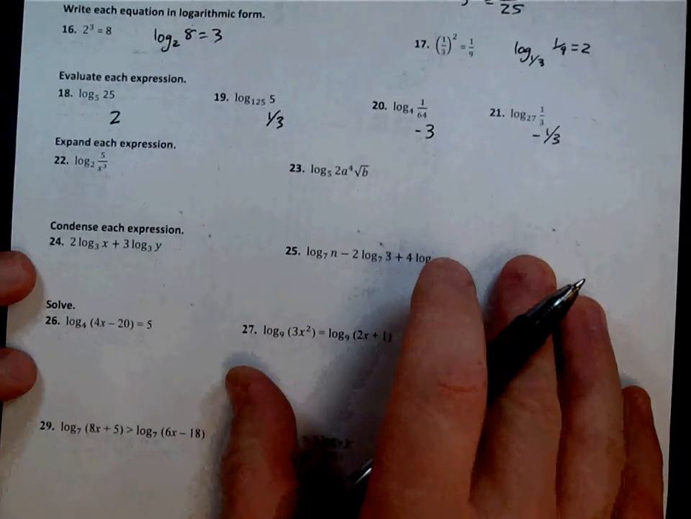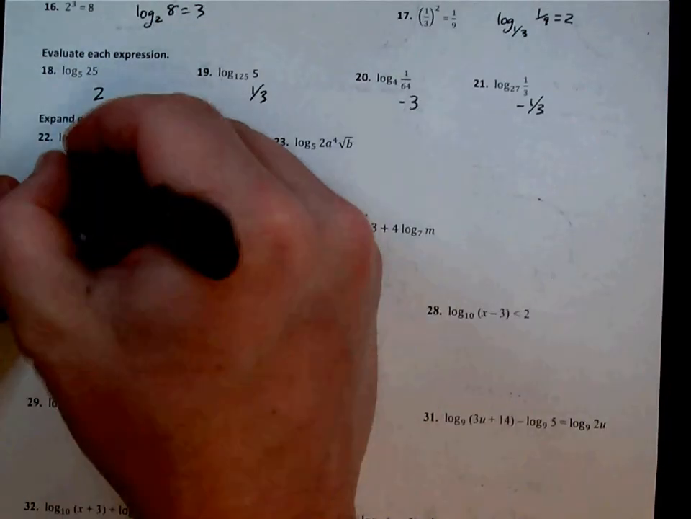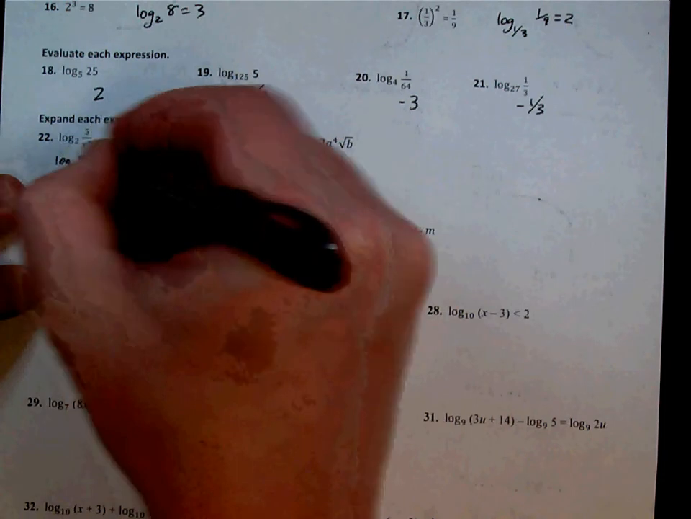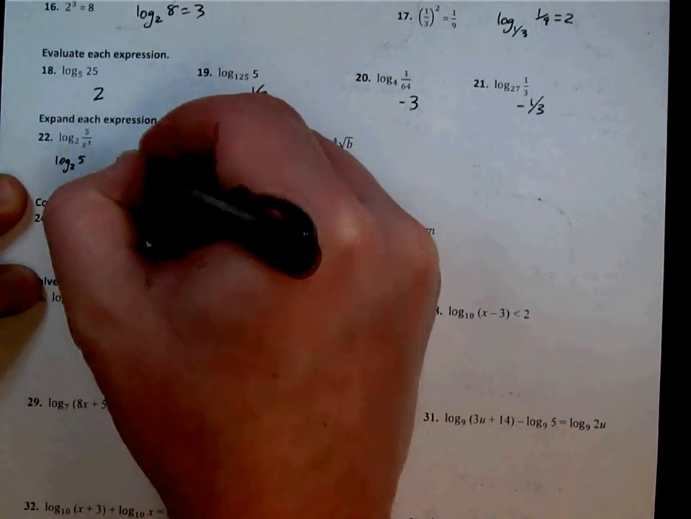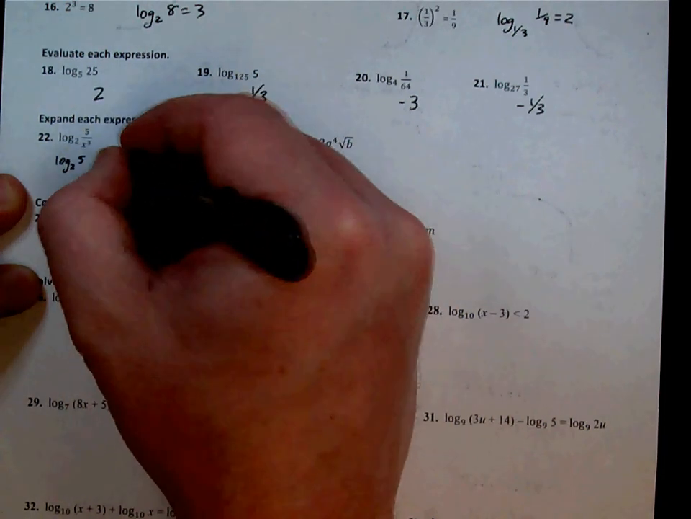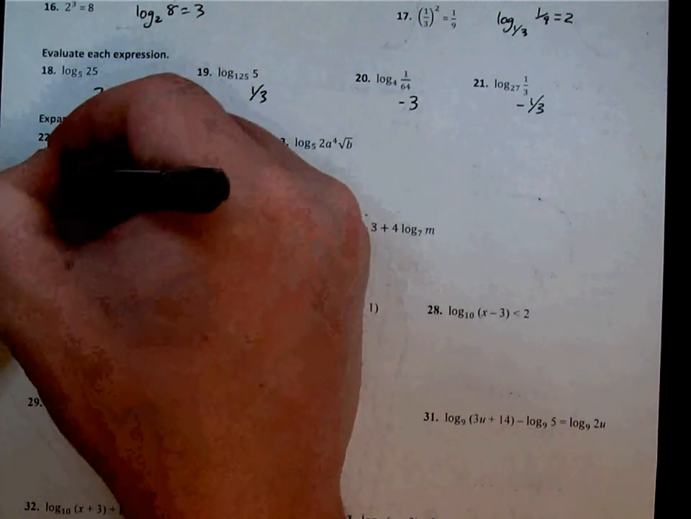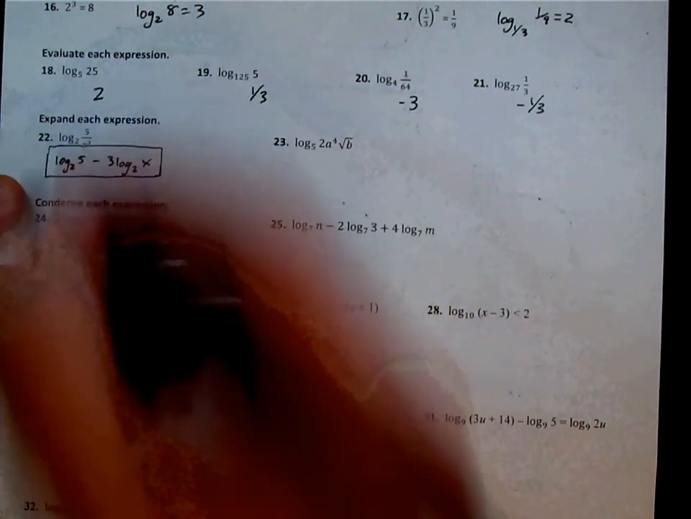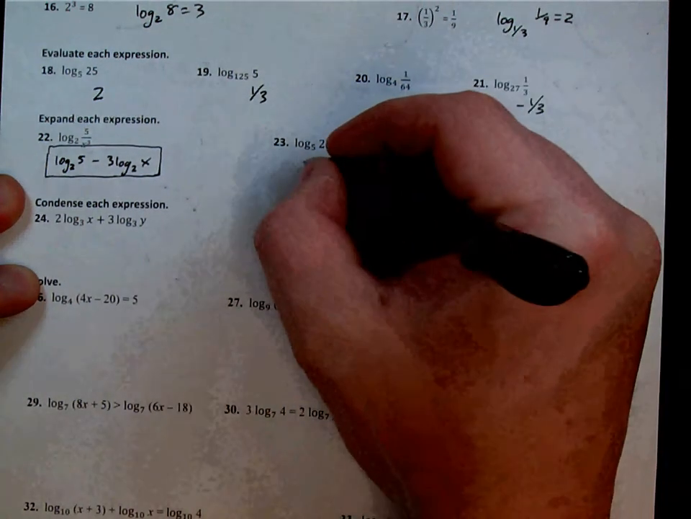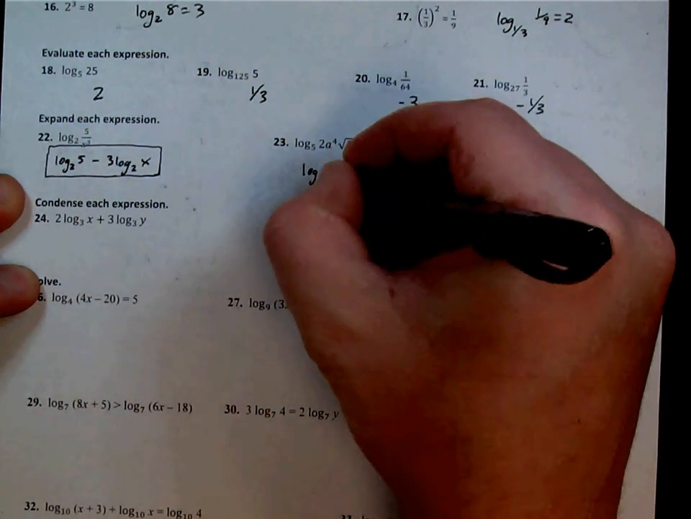So now let me expand. We have a log base 2 of 5. Also have a log base 2 of x. That one has an exponent of 3, so that becomes a coefficient. Since it was in the denominator, it's going to be a minus. So that's expanded. Number 23, I'm going to have a log base 5 of 2.